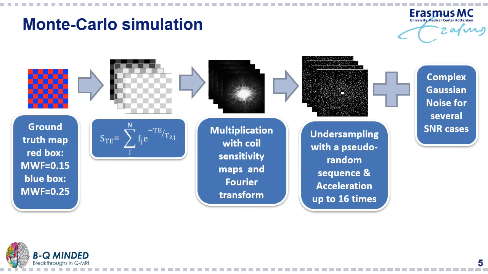For verification, we performed a Monte Carlo simulation using the ground truth shown here. We use the multi-exponential model to generate contrast images. The images are then multiplied by coil sensitivity maps and Fourier transformed to get k-space. The k-space is undersampled using a pseudo-random undersampling pattern. Finally, complex Gaussian noise is added. We repeat this for many acceleration factors and SNR cases.